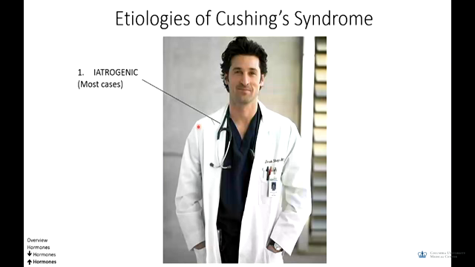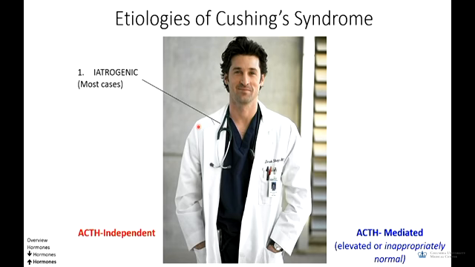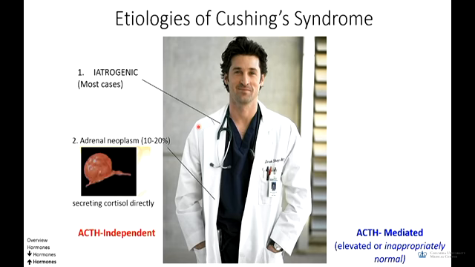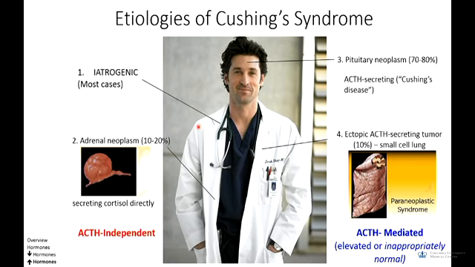If you prove it otherwise, then it's either an ACTH-mediated or an ACTH-independent. So ACTH-independent, you have an adrenal neoplasm, so that's secreting all of that cortisol. ACTH-mediated, you have a pituitary tumor. This is your Cushing's disease, is your pituitary tumor. And then you can also have other tumors that secrete ACTH. Those are mostly small cell lung cancers and carcinoid tumors.